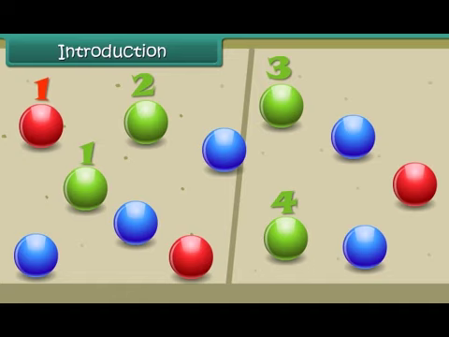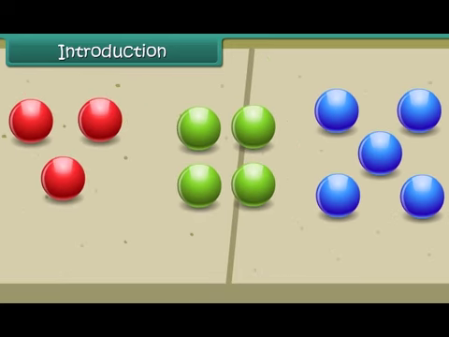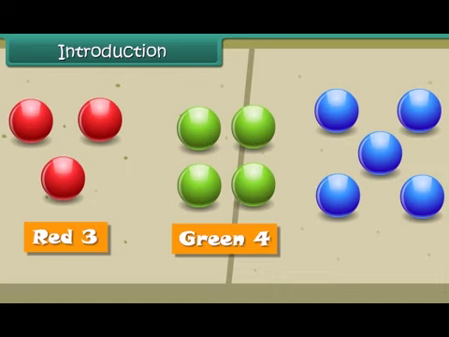And how many red colored marbles are there? There are 1, 2, 3 red colored marbles. Now it's turn for blue colored marbles. 1, 2, 3, 4 and 5. We have 5 blue colored marbles. Hence, we have 4 green colored marbles, 3 red colored marbles and 5 blue colored marbles.